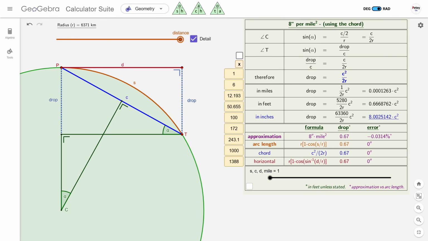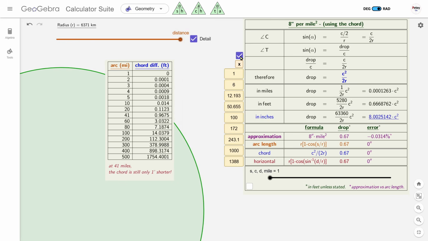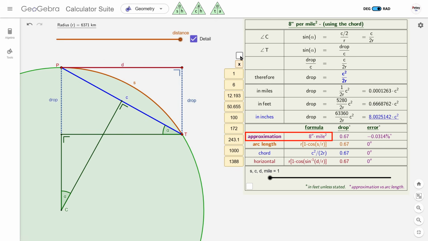Writing that as a constant multiplied by the chord distance squared gives us this for the drop distance in miles, this for feet, and this last one puts the drop in inches, which works out to about 8.0025 times the number of chord miles squared. And as the distance along the surface isn't that much longer than the chord length, we can see here that it's not even a foot longer at 41 miles, and only about 14 feet longer at 100. We can confidently make the drop rule 8 times the number of surface miles squared, without introducing too much error.